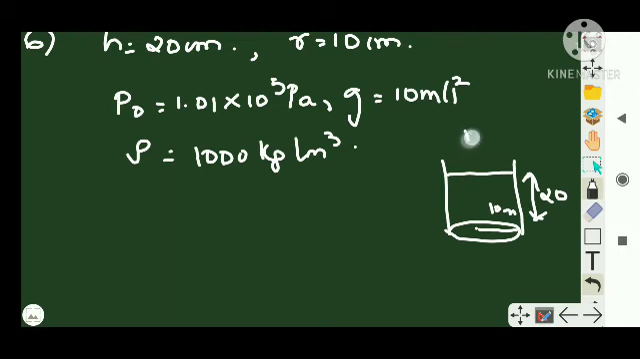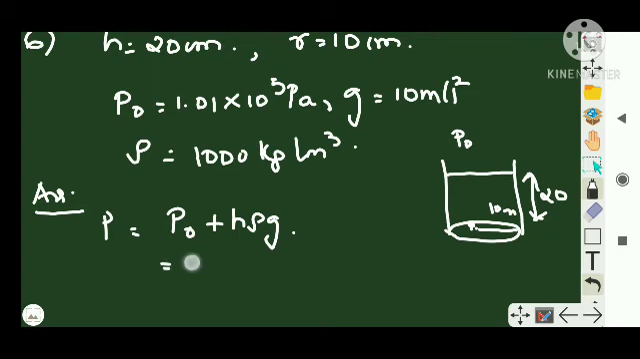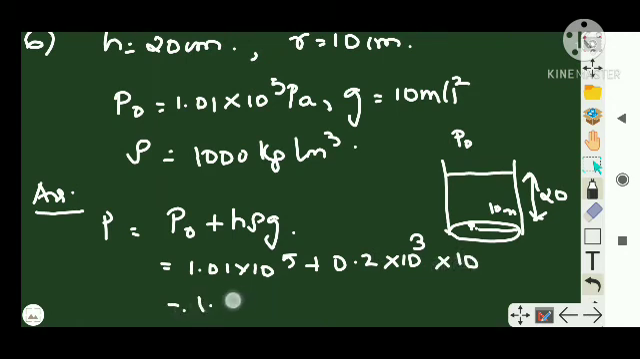If the atmospheric pressure is this much, let's say I will write it as P naught. Find the force exerted on the water column. So let's say this much is 20 centimeter, and I'm going to consider a point here. The pressure at the bottom section P will be equal to P naught plus h rho g. I'm starting the solution. P naught is 1.01 into 10 to power 5 plus 0.2 into 10 to power 3, the density of water, into g which is 10. You will find it as 1.03 into 10 to power 5 Pascal, the pressure at the lowest point.